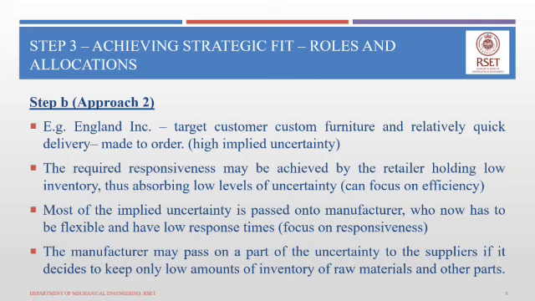So to understand this better, we'll look at a graphical or schematic representation of two firms that face the same level of input uncertainty. In the earlier example of England Incorporated and Ikea, we were talking about two different companies that face two different levels of input uncertainty. Now we'll have a look at two different firms that face the exact same amount of implied uncertainty but achieve the required level of responsiveness by dividing that responsiveness requirement across different stages.